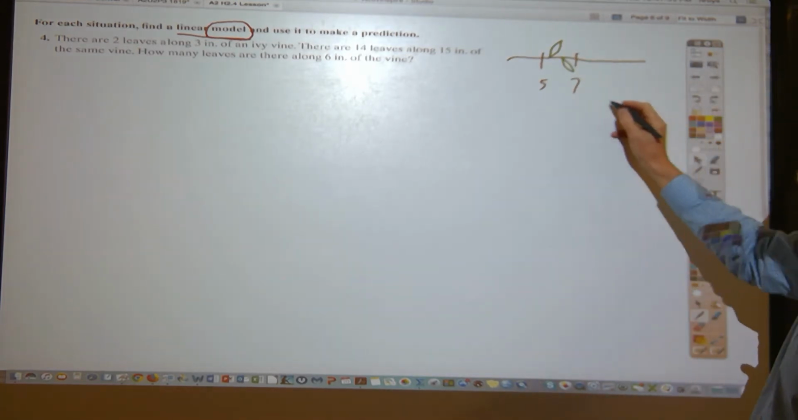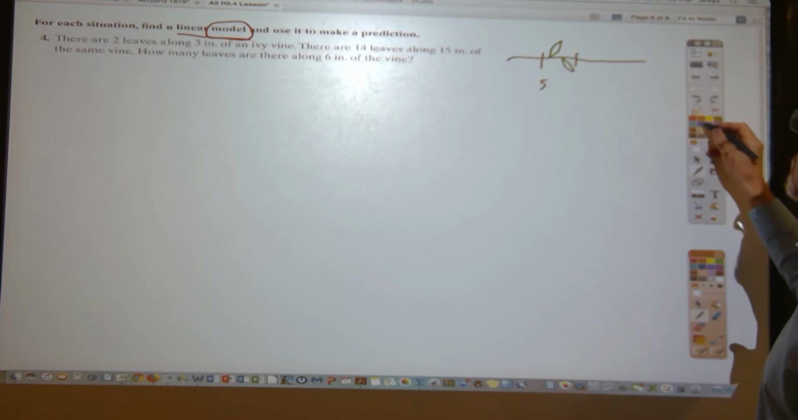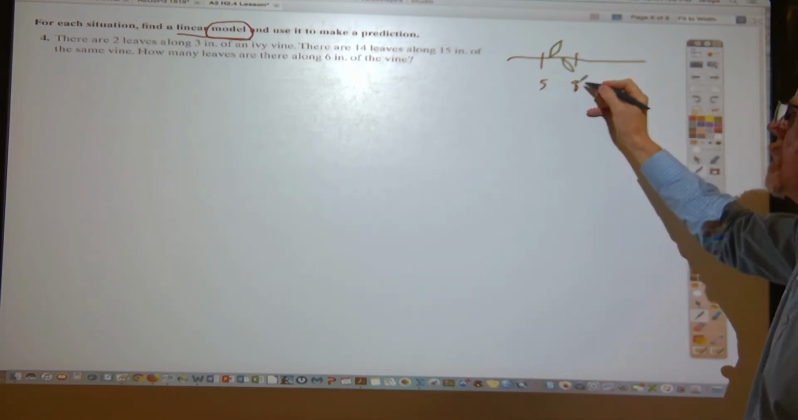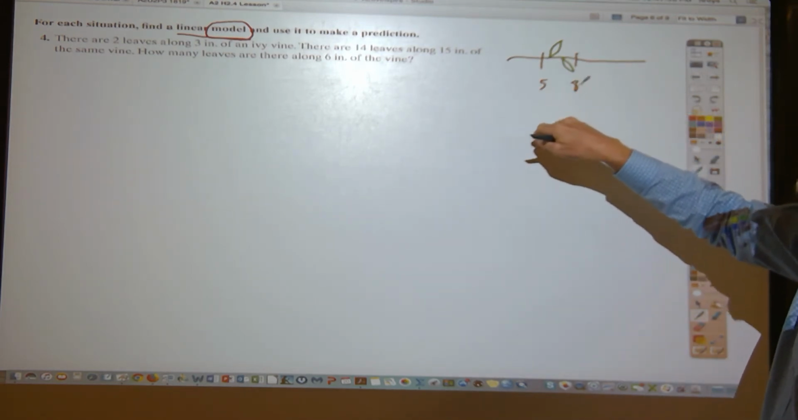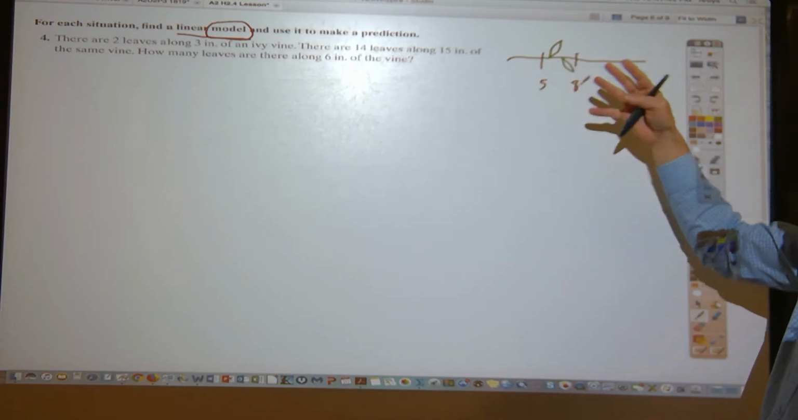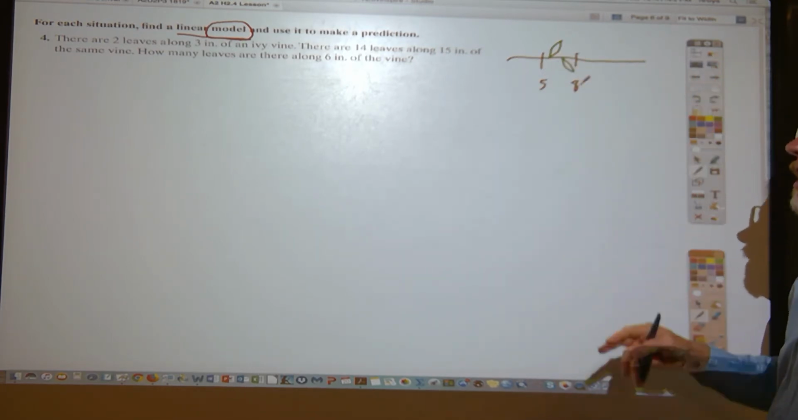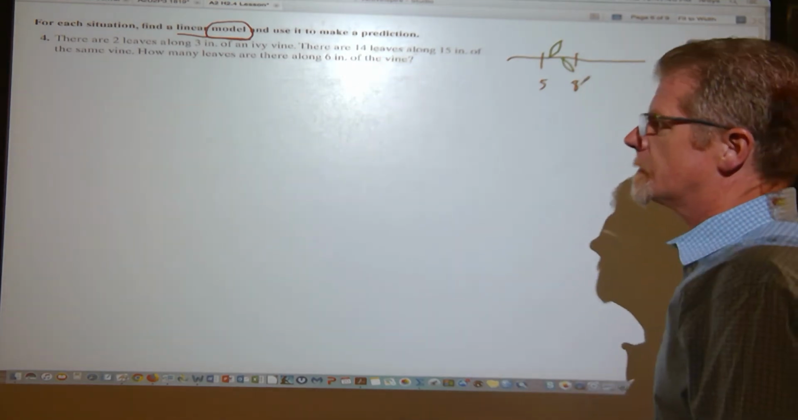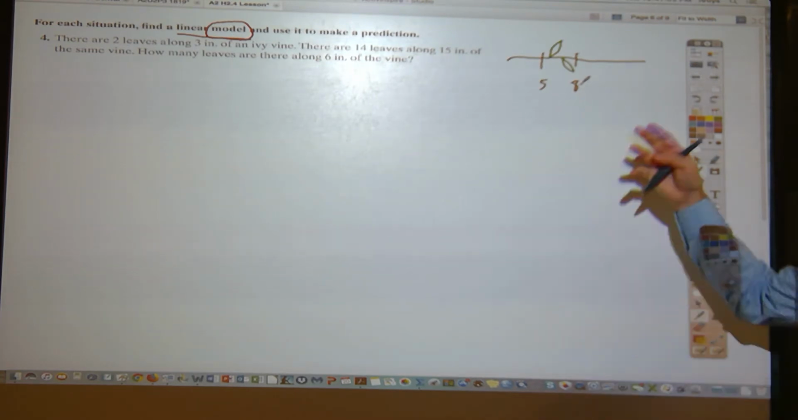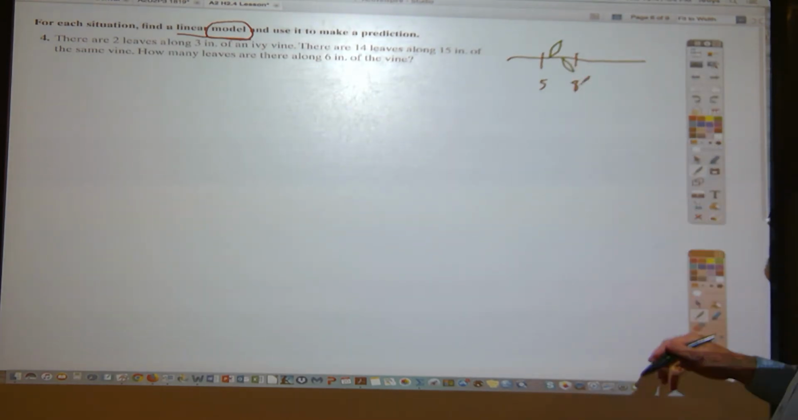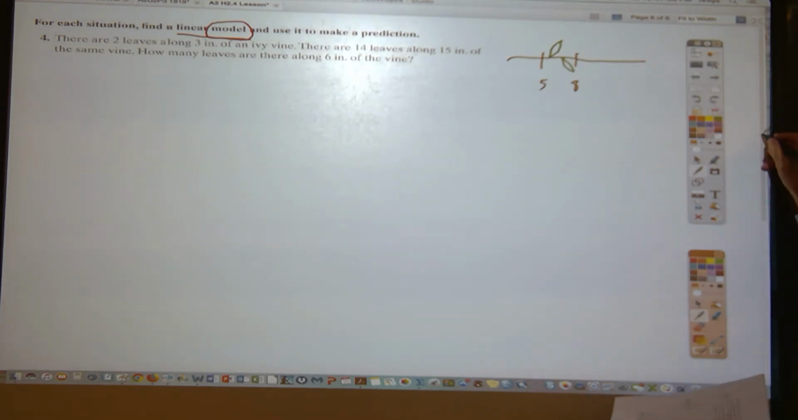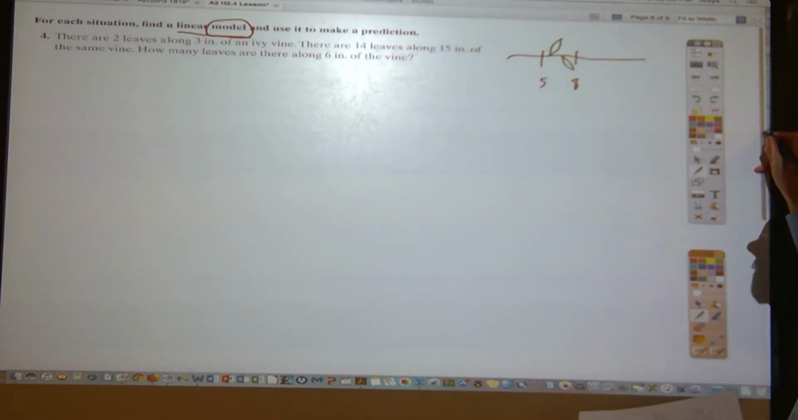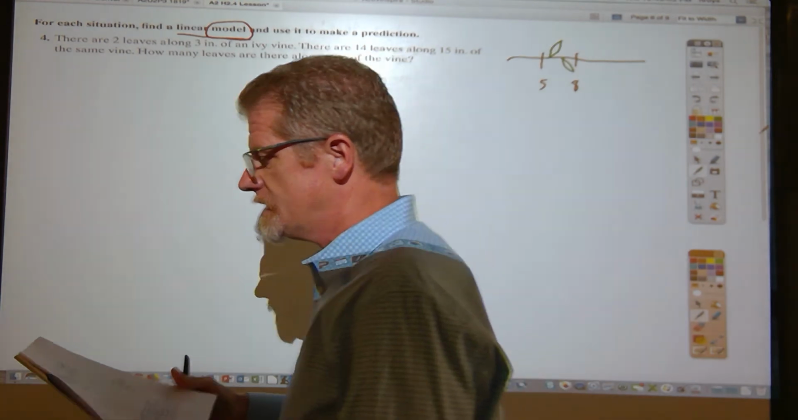Maybe they noticed that there are 2 leaves along, oh, it says along 3 inches. So I'm going to change the 7 to an 8. So the 3 inches from 5 to 8, someone counted 2 leaves. And then they took a 15-inch segment and they counted 14 leaves. How many leaves are there along 6 inches of vine? Well, it looks like the longer the vine, the more the number of leaves. Let's actually use a 4-box verbal model to get a handle on this idea.